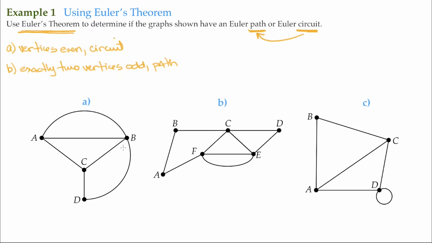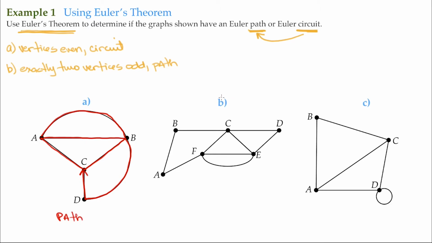Now, the path has to begin and end at the odd vertices. So it's got to begin at A, since this is the odd one, and it's got to end at C, or it's got to start at C and end at A. So it's probably something of this nature. Here, this way, down this way, and we're going to end at the other odd vertex. So that's one particular path. There's probably a lot of them, but there's one. So this has an Euler path.